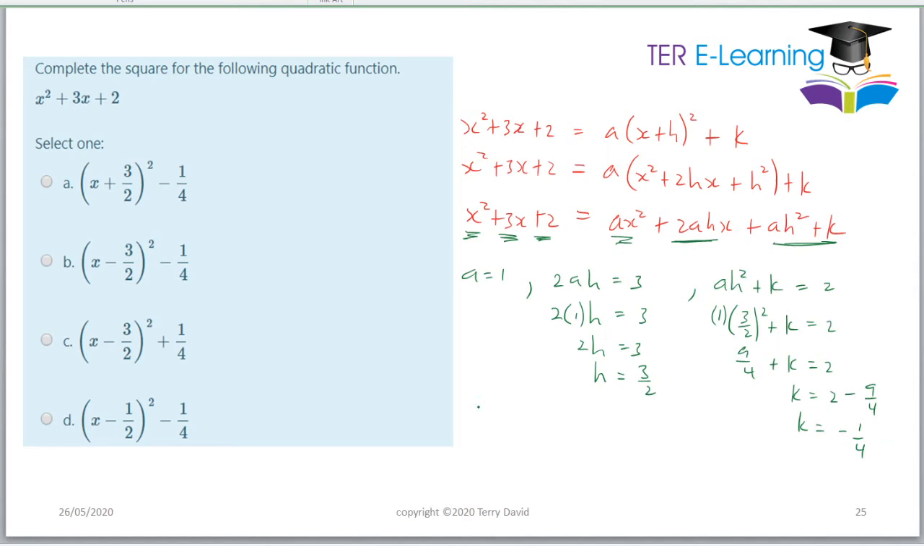So therefore, when we write it in this format here, it will be x plus 3 over 2 squared minus a quarter, right? So the answer in this case here will be, which one is that? It's going to be E, right? So the answer is E for this particular one. All right.